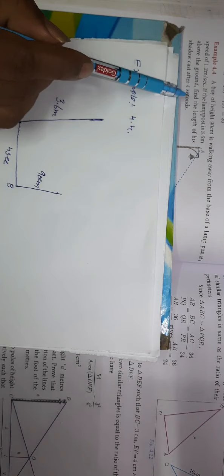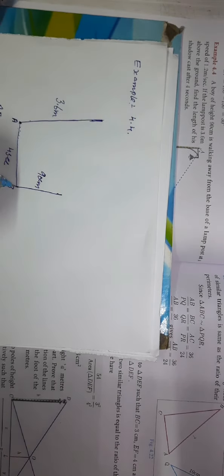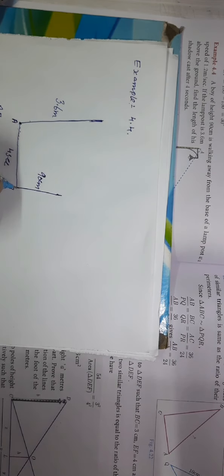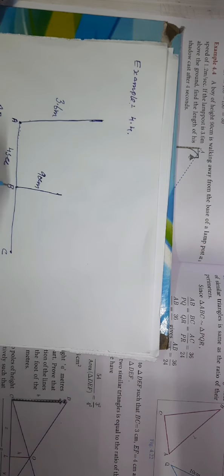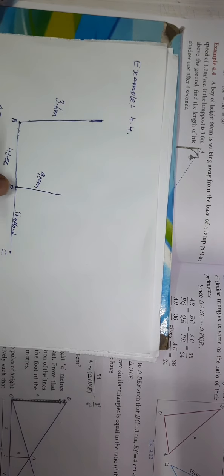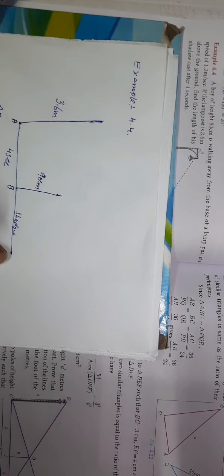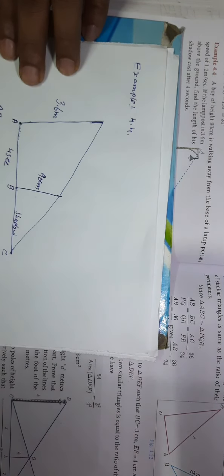Now you want to find the length of his shadow cast after 4 seconds. After 4 seconds the boy is standing here, and the boy's shadow will fall on the ground. After 4 seconds the boy's shadow will form BC, right? This only you want to find. So this is given. Now I can join the diagram like this.